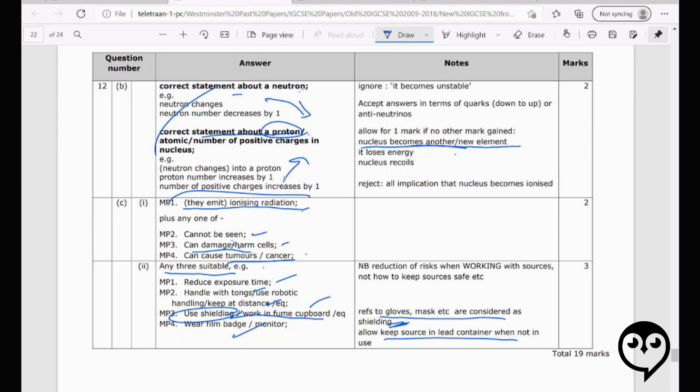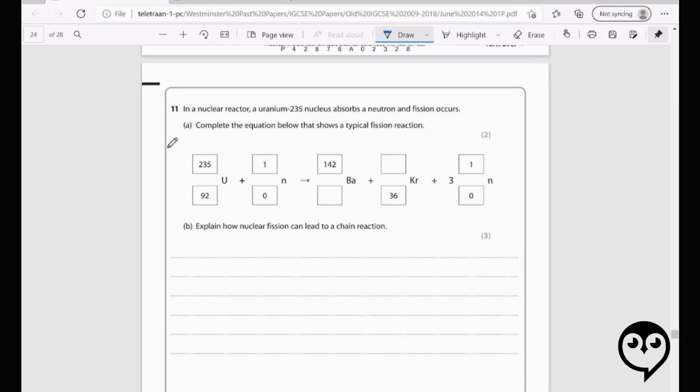Allow, keep it. Yeah, so store it. It's kind of what we saw before. That's fine. Okay, and then this is June 2014. There is a number 11 here, and it's got an equation that we need to sort out. I think we had seen before that this will be 56. And let's see, we want these to add up to 236. And there's 3 neutrons, so that's 145. We want 236. So it looks to me like that's going to be a 91.